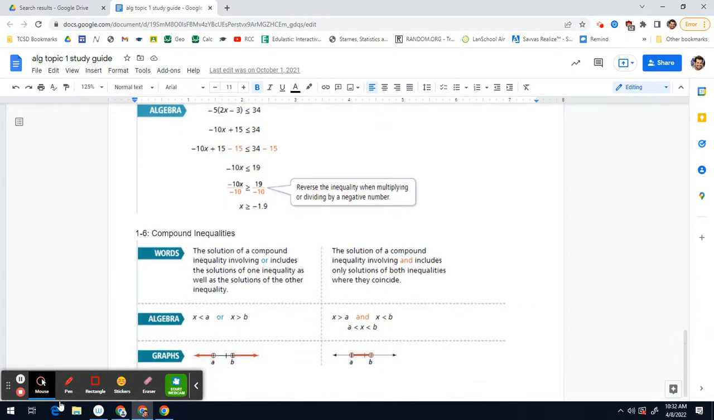And then we don't think you'll see compound inequalities. All right, so there's topic 1 in a nutshell. Again, be able to solve an equation.